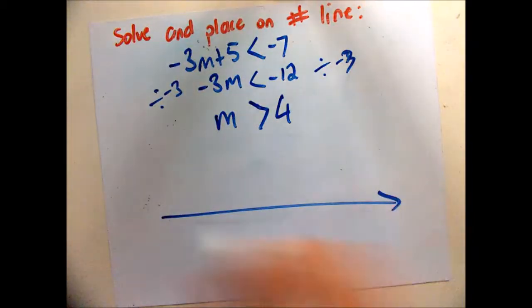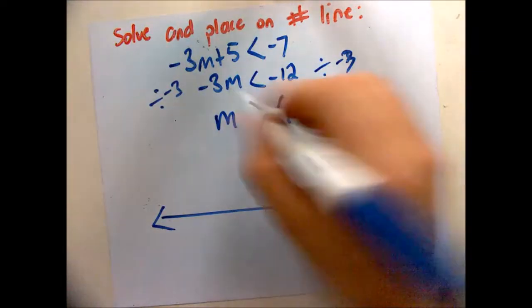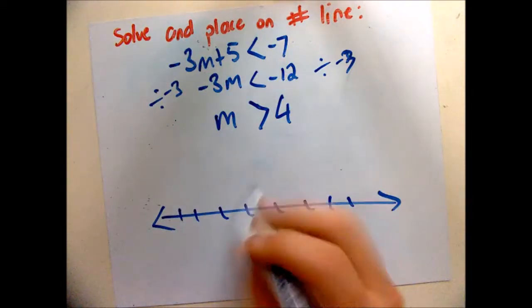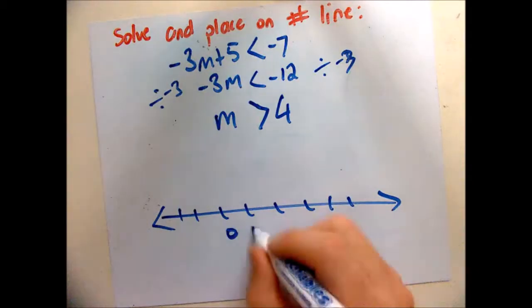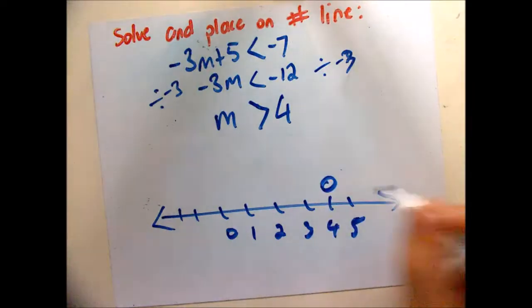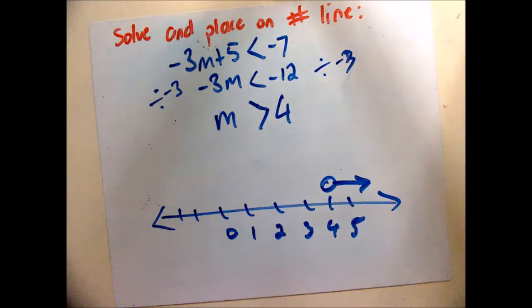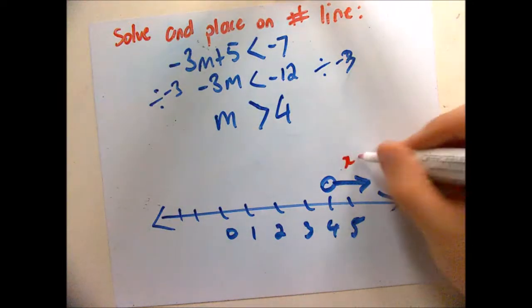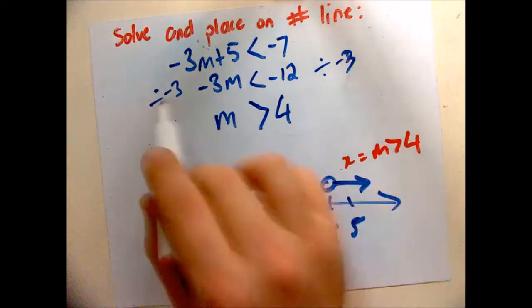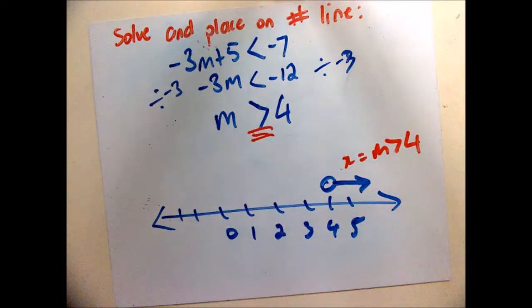So if I was going to graph that, now remember, because I divided by a negative number on each side, I need to flip the inequality sign in the middle. Now if I was going to graph this, I'm saying m is greater than 4, so 0, 1, 2, 3, 4, 5. Remember, it's not inclusive, so it's a little hollow dot, and then an arrow showing that it's going to increase. So that's going to be m is greater than 4. But remember, because I divided by a negative number on each side here, we need to flip the inequality sign in the middle.